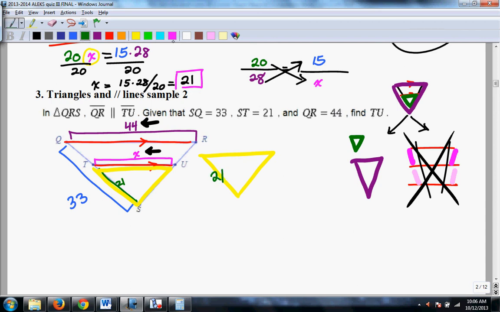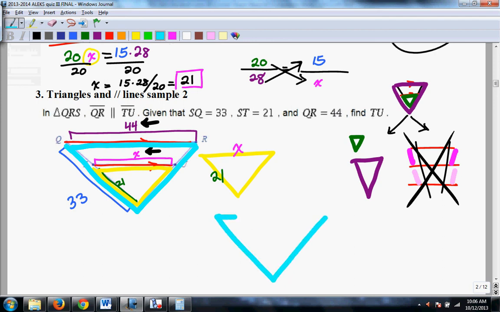We have 21 and x. And then you have your larger triangle. We're going to pull it out. And in the larger triangle, this whole side is 33, and this whole side is 44. Now you see it's quite easy to solve for x when you pull the triangles apart. So we're going to do our proportions, and again, I'm going to give you two examples, both of which will yield the same result.